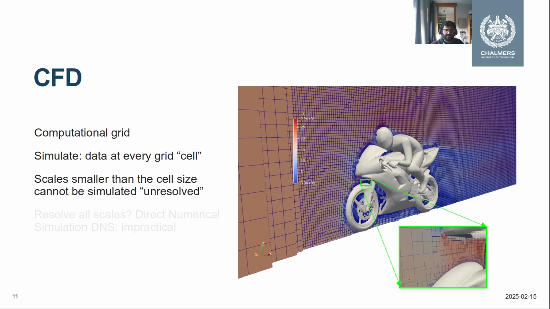Structures that are smaller than the grid cells cannot be directly simulated. These are the unresolved scales. We could use higher resolutions to get more accurate data, but that results in slower simulations or higher compute demands. Resolving all the scales, even the smaller scales, is known as direct numerical simulation, or DNS. So far, this is impossible for practical simulations such as the motorbike.